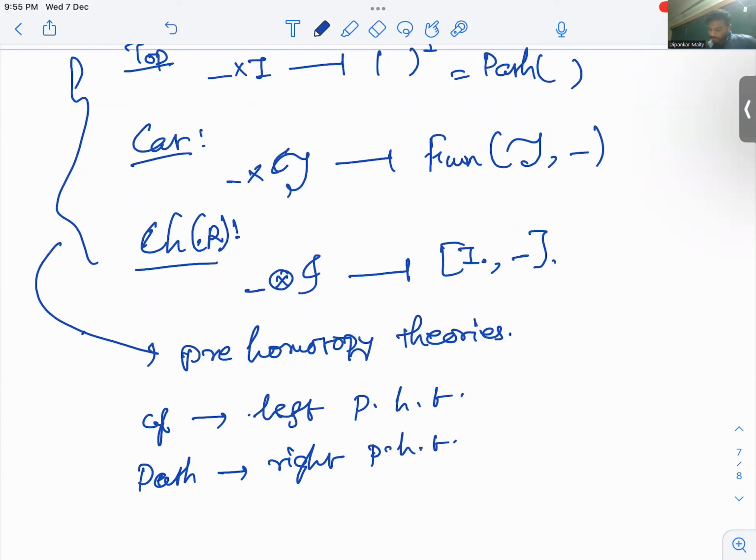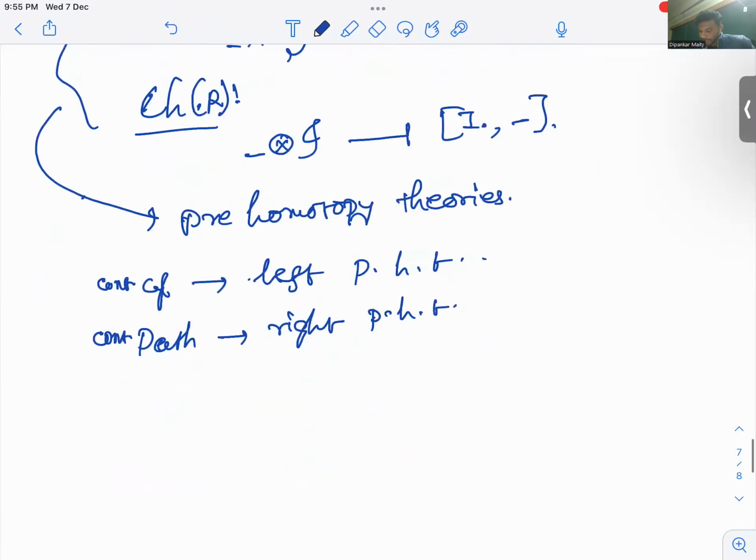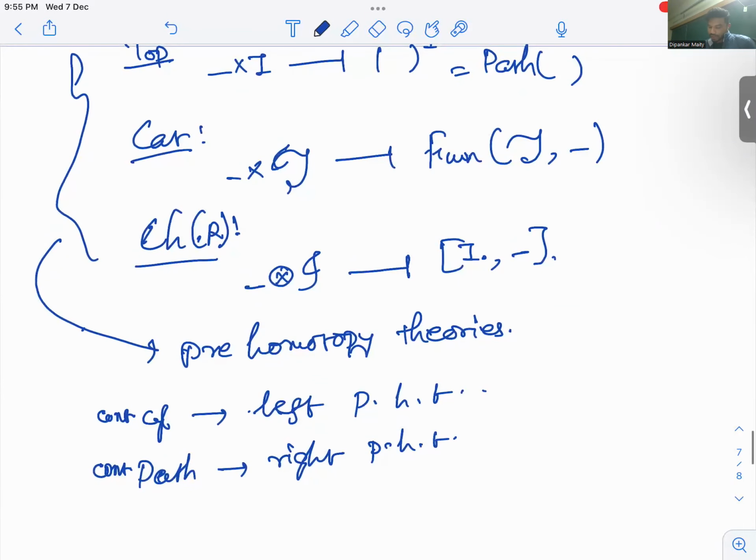Well, sometimes we would emphasize that the cylinder structure is contractible and the path structure is contractible, to make sure that nice topological results would arise. Okay. All of these theories are, after all, both left and right pre-homotopy.